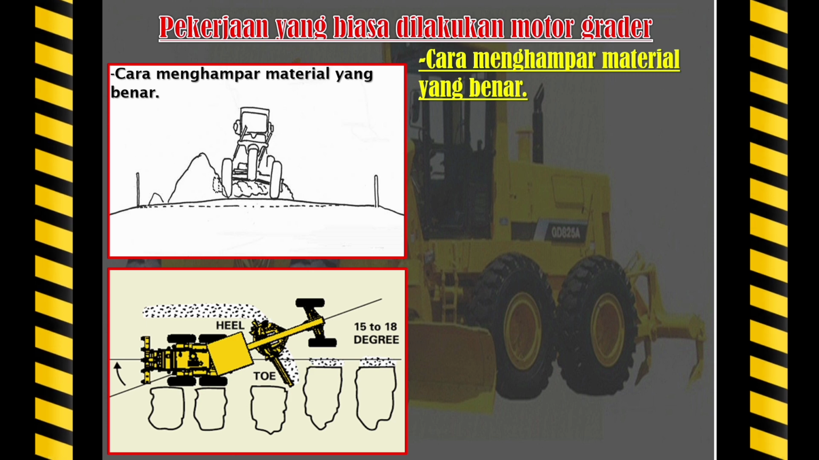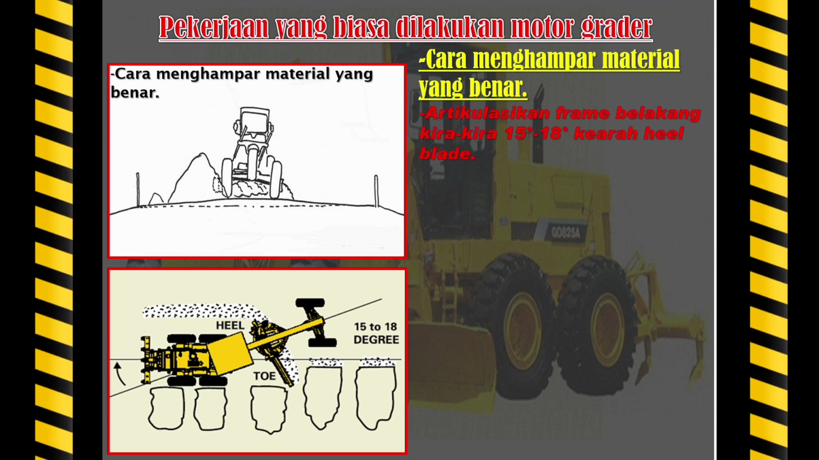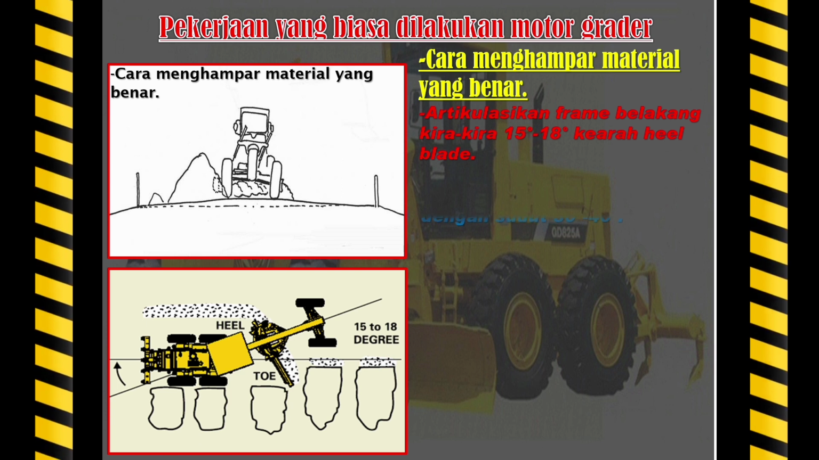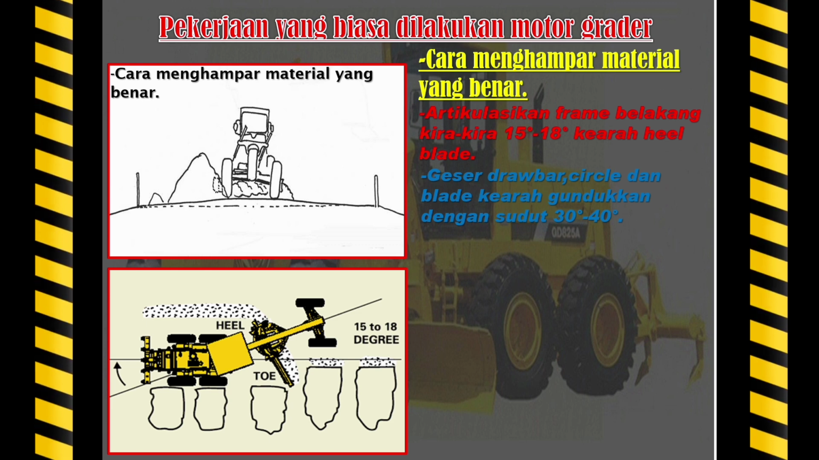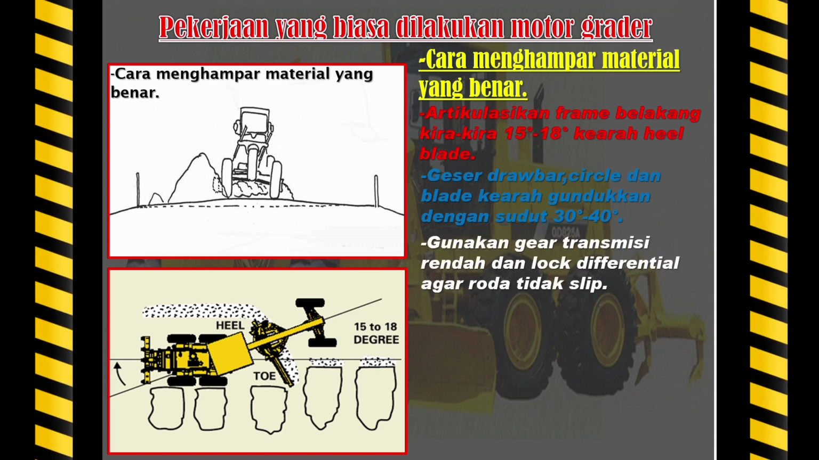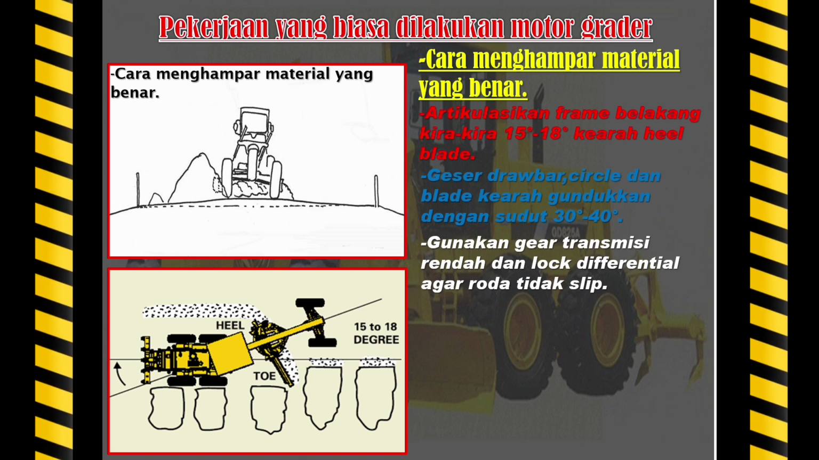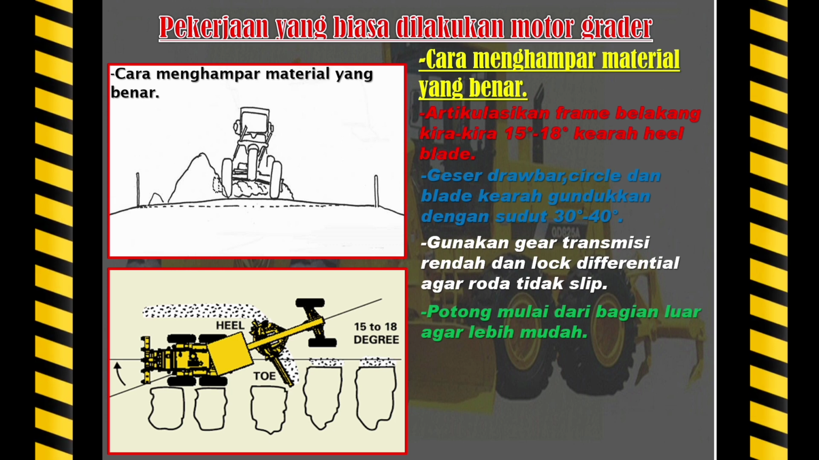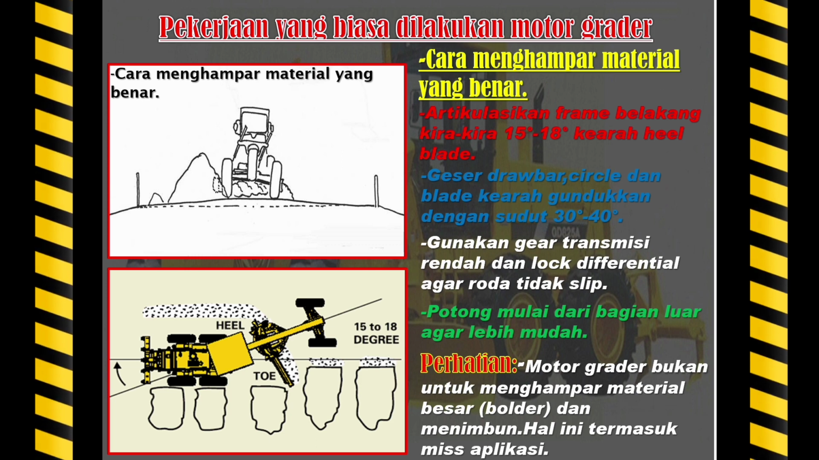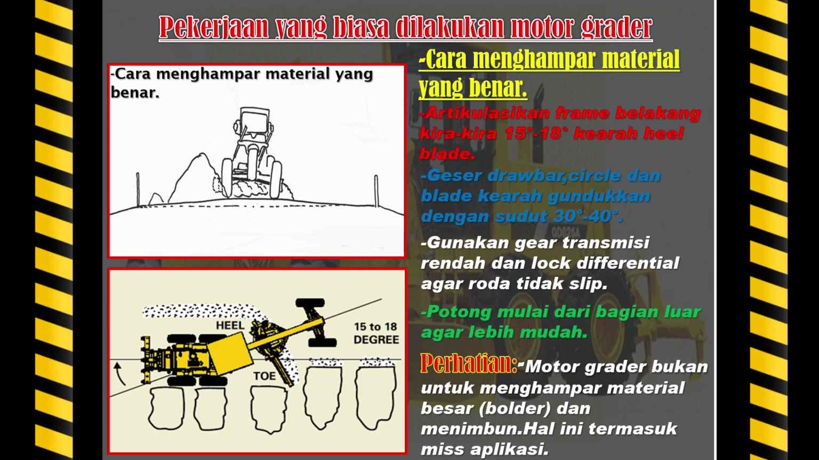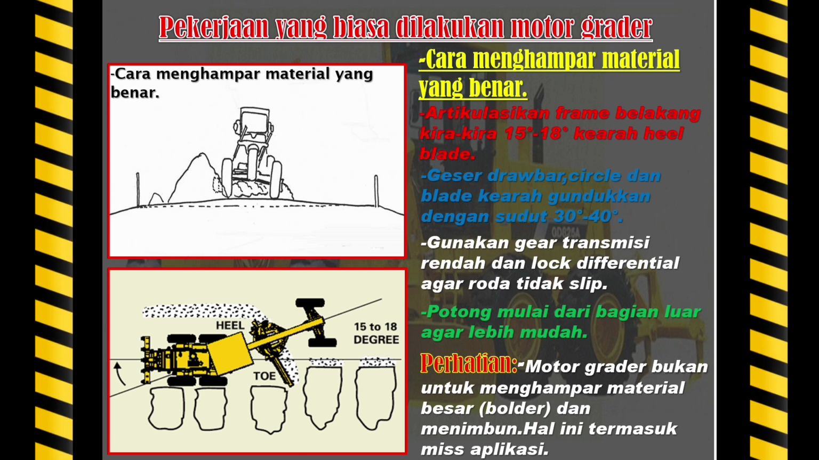The usual job of a motor grader. How to spread the material correctly. Articulate the rear frame approximately 15 degrees to 18 degrees towards the heel blade. Slide the drawbar, circle and blade towards the mound at an angle of 30 degrees to 40 degrees. Use a low transmission gear and lock differential to prevent the wheels from slipping. Cut from the outside to make it easier. Attention! Motor graders are not for spreading bulky material, boulder, and piling up.